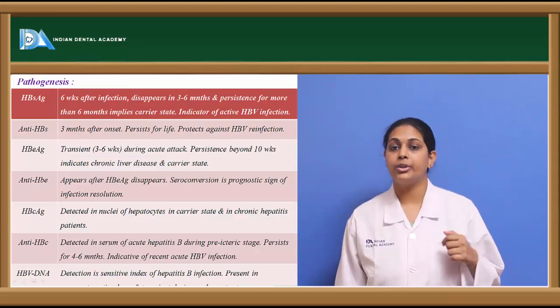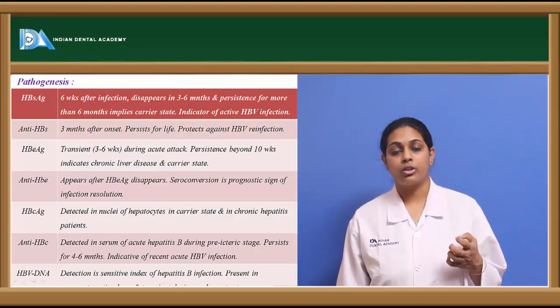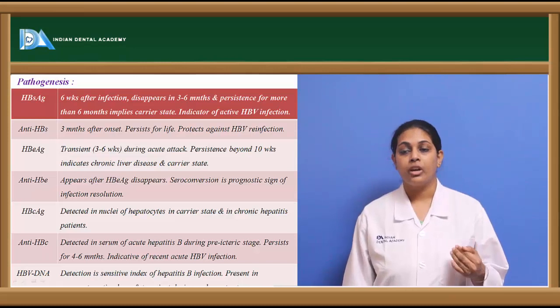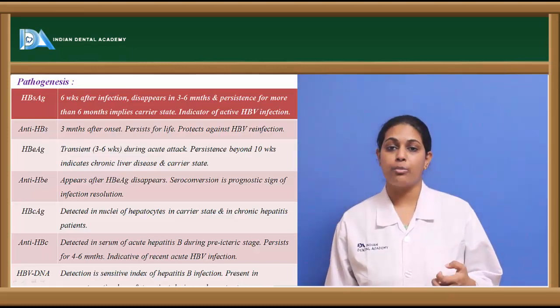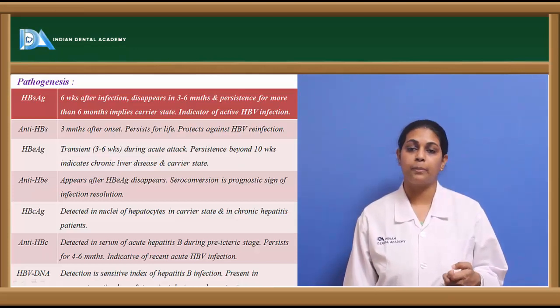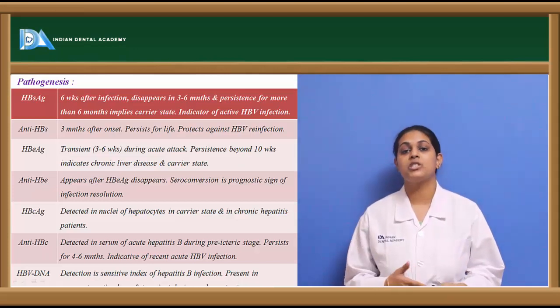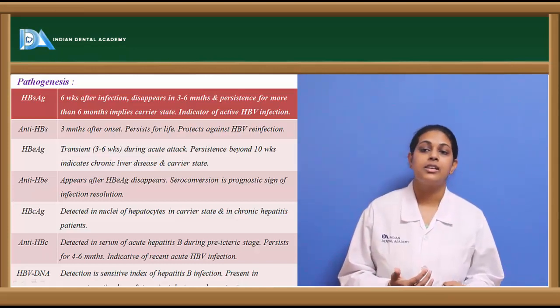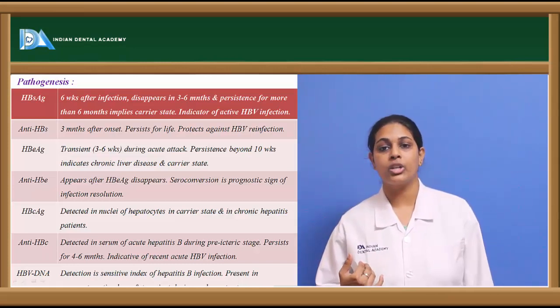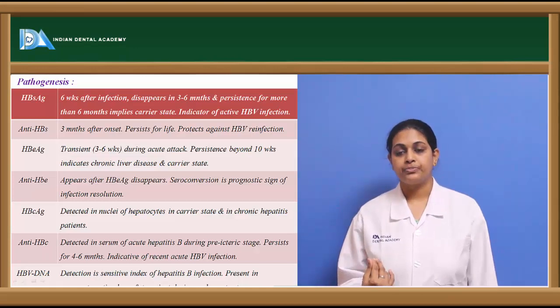And the antibody to the core of this hepatitis B virus is usually detected in the serum of acute hepatitis B during the preicteric stage, and usually persists for 4 to 6 months, and it indicates that the patient is recently infected with acute hepatitis B viral infection.